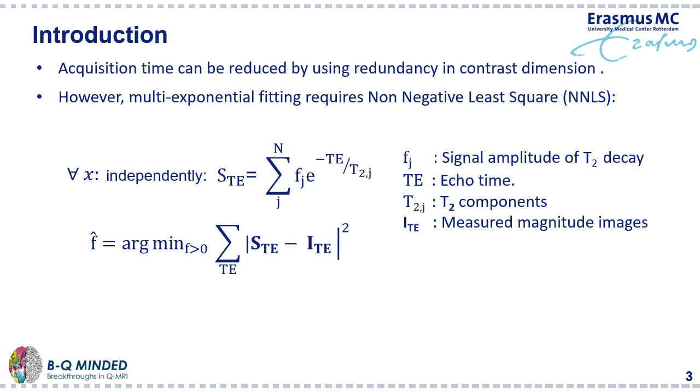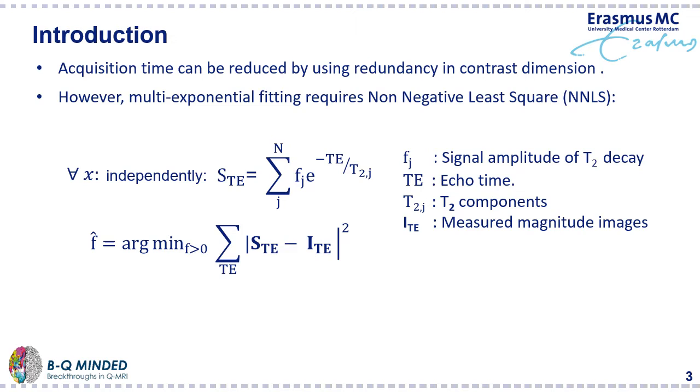Acquisitions with multiple contrast images, such as multi-spin echo, can be accelerated using the redundancy in the contrast dimension. This has been applied for other parameters such as T1, T2, and T2* mapping. In this work, we want to apply this to myelin water fraction. Unlike other parameters, myelin water fraction requires multi-exponential fitting, which often needs constraints such as non-negative least squares.